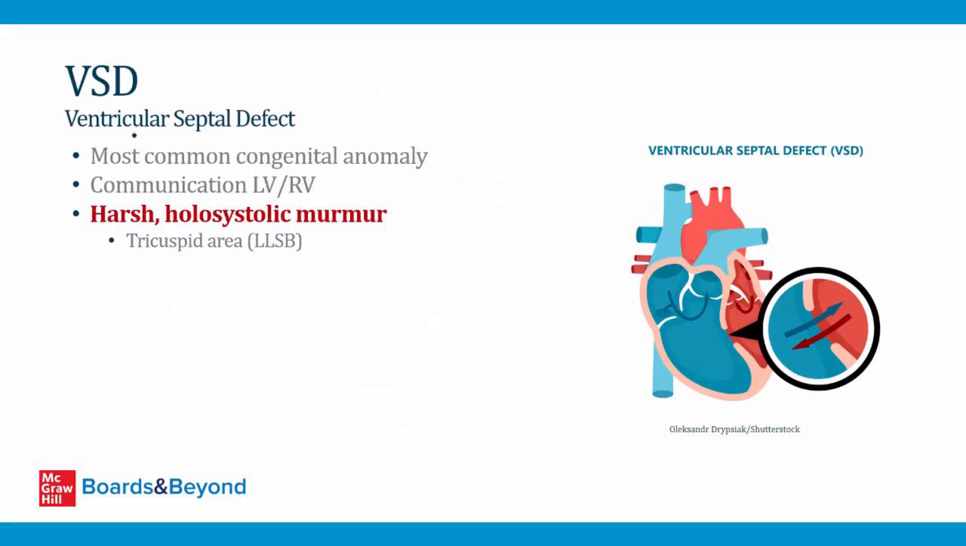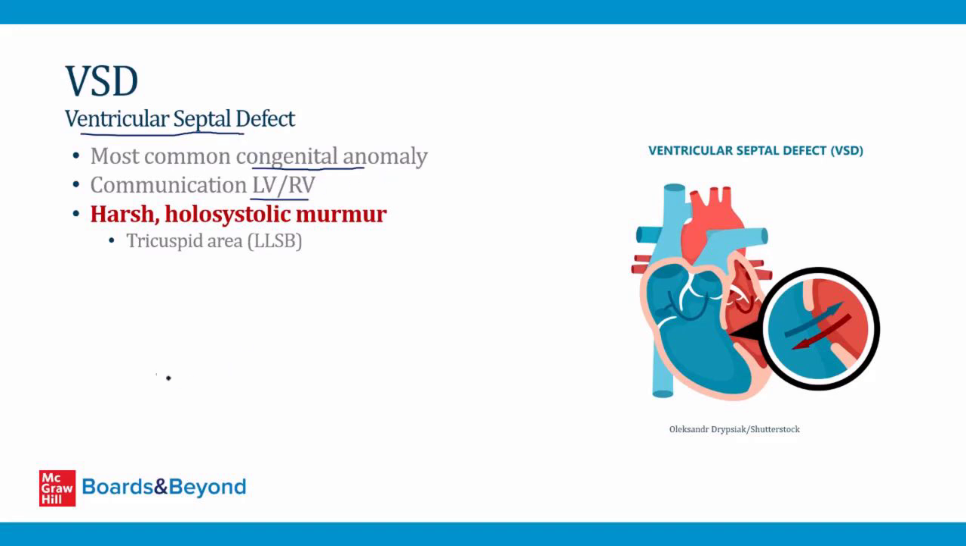Okay, now let's talk about specific types of shunts, and we'll begin by talking about ventricular septal defects or VSDs. And I'm starting with VSDs because these are the most common congenital anomaly, and they represent an abnormal communication between the left ventricle and the right ventricle.